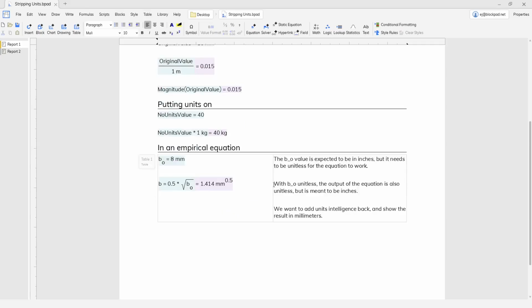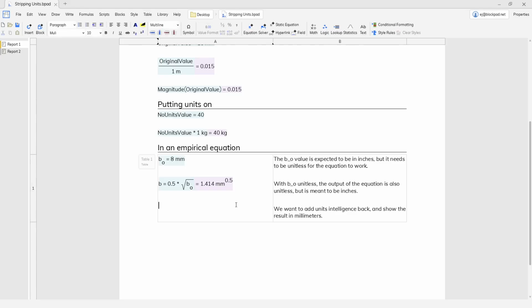So to put that all together, let's do an actual equation. Here we have this B naught value, and our equation is expecting it to be unitless, but in the corresponding inches value. And then this equation, once we get it straight, is going to spit out a unitless number, and that's going to be the value in inches. And we're going to add units intelligence back in and convert it to millimeters.